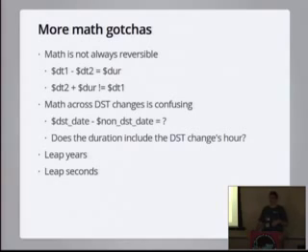Another fun property of datetime math is that it's not always reversible when you cross daylight saving time transitions. So we can take two datetimes, subtract them, and get a duration, and then we can add that duration back to this one which was being subtracted.